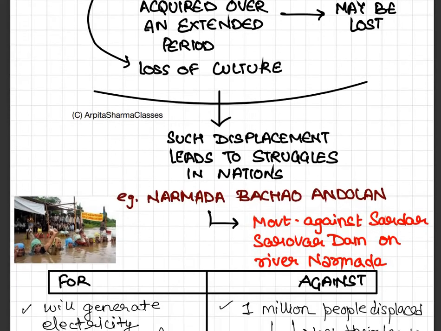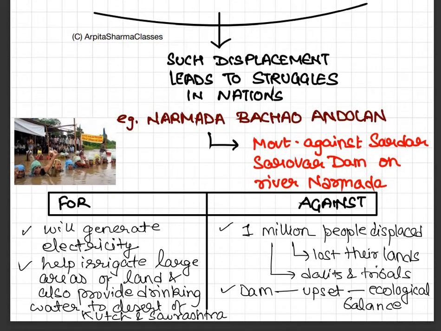For example, the Narmada Bachao Andolan, a movement going on against the Sardar Sarovar dam construction on the river Narmada. The people who are participants of the Narmada Bachao Andolan say that 1 million people have been displaced because of this construction of the dam, and they have lost their lands, right?